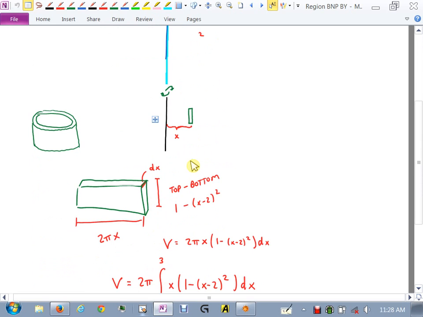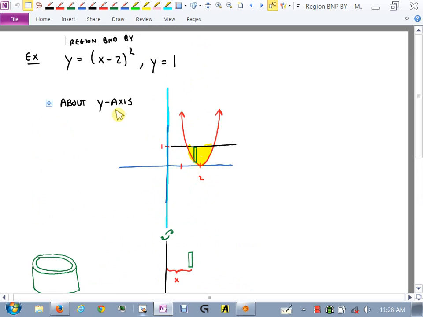So what I'd like to do is do this problem again, but change our axis of rotation from the y-axis to something else. All right, so that's where we'll start.